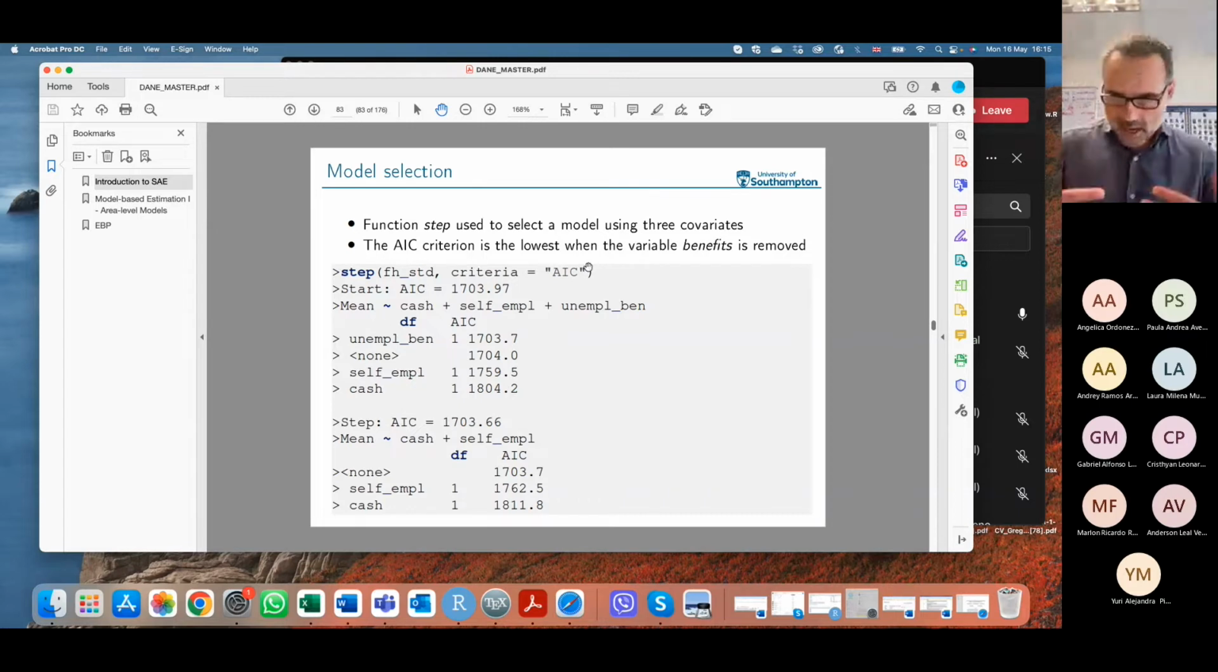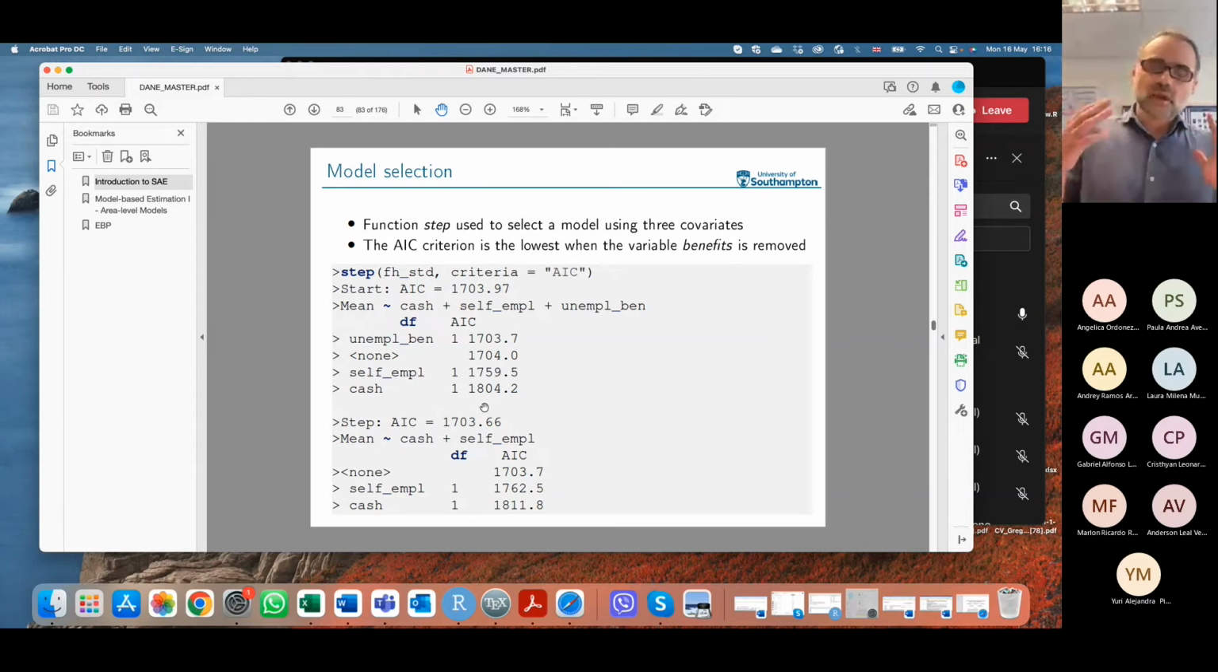If I let R decide, you see that in the first iteration, it says that my AIC is minimum when I drop my unemployment benefits variable. Then R will run the model for you using the remaining 2 variables, cash and self-employed, and you see that the minimum AIC is when none of these variables are dropped out of the model. So at the end, out of these 3 variables, we end up with a model comprising 2 predictor variables, cash and self-employed, using the AIC criterion.